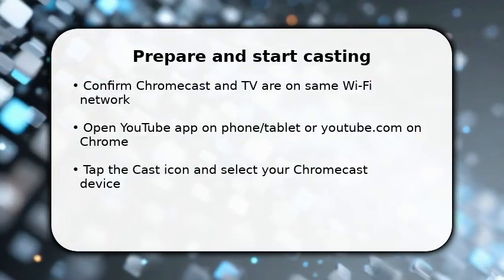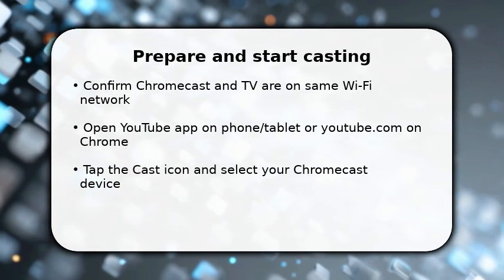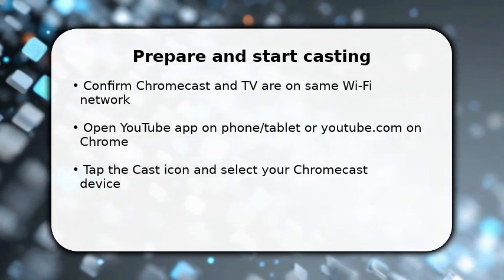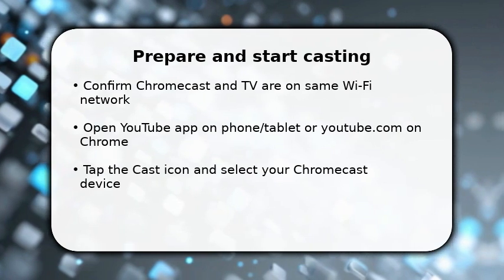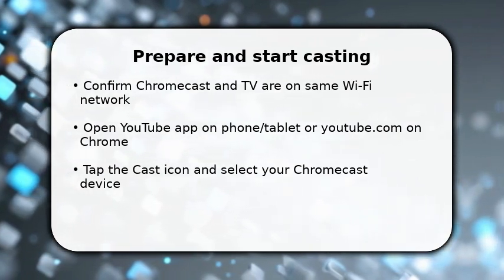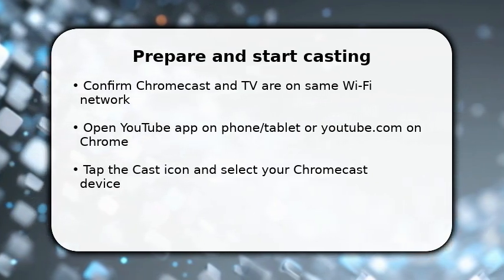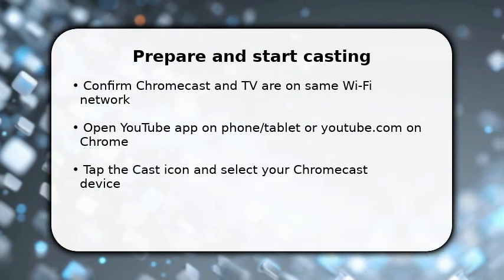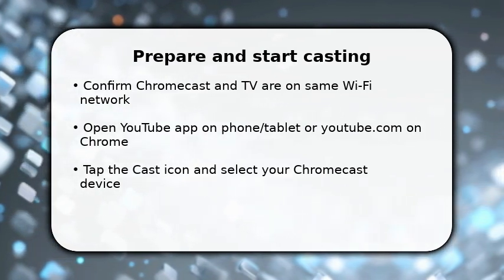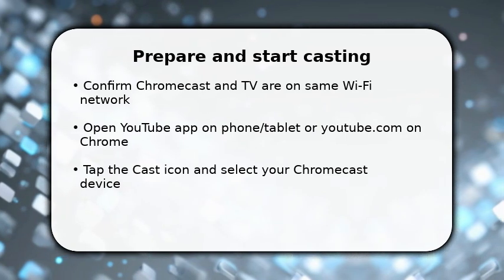You're ready to begin. Make sure Chromecast and your control device share the same Wi-Fi network. Open the YouTube app or Chrome browser and sign in if needed. Tap the cast icon in the app or browser toolbar, then select your Chromecast device from the list. Once connected, you'll see a confirmation on the TV. This means YouTube will hand playback control to the Chromecast.